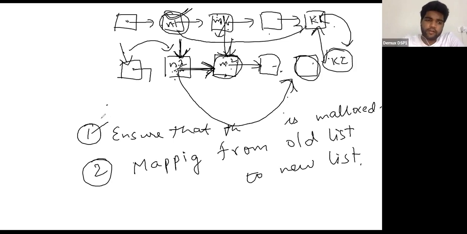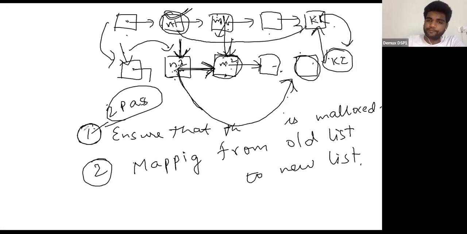So how do you get rid of the first problem? You can do it in two passes, right? If this first point is clear, how do you get rid of this first problem? You can do it in two passes. In the first pass, just create an exact copy of the list without the random pointer. That way you know that the node to which you want a random pointer to point is there in the memory somewhere. You have malloced it, right? So you can do the question in two passes to get rid of this problem.